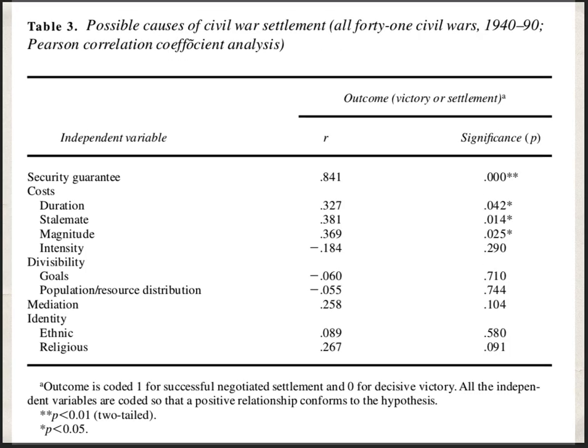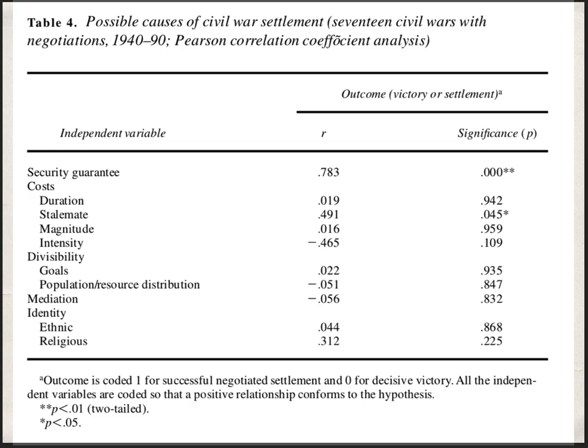So here our dependent variable is whether there's a negotiation at all, right? There's a strong relationship between a security guarantee and a negotiation, and there is a relatively weak relationship between costs and negotiation. No relationship, notice, between divisibility, the strength of the mediator, or the identity characteristics of the war. These things appear facially to be unrelated to whether or not a war will settle.